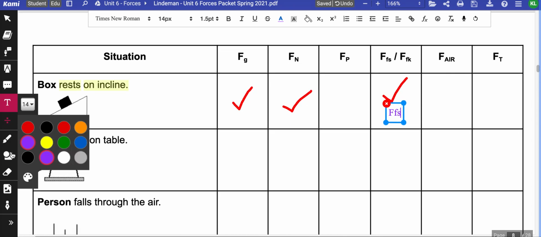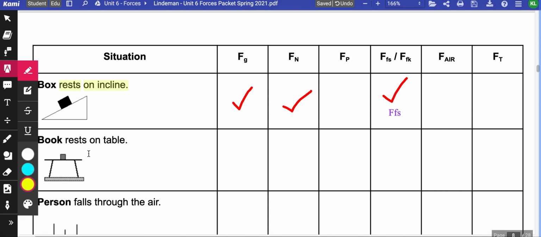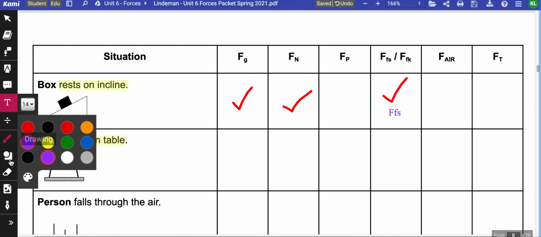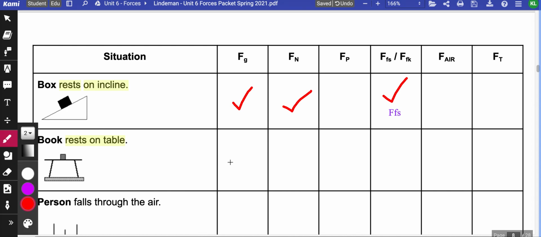For this next one, we also have a book at rest, but for this one, it's just on a table. Do we see how the surface is parallel with the ground? Because the surface is parallel with the ground, we just have FG and FN. There's no risk of this rolling off the desk. It's just going to sit there.